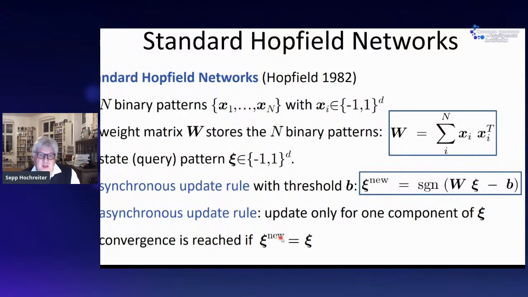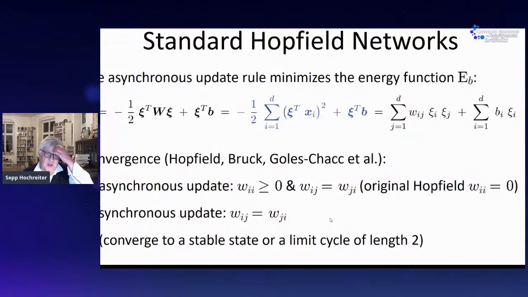Convergence is reached if after an update nothing happens anymore, your new state pattern is equal to your old state pattern. And this update rule minimizes the energy. I now wrote down the energy as E_B, B for binary. The energy looks like this. It is the state pattern times this matrix where the stored patterns are contained, plus a linear term.